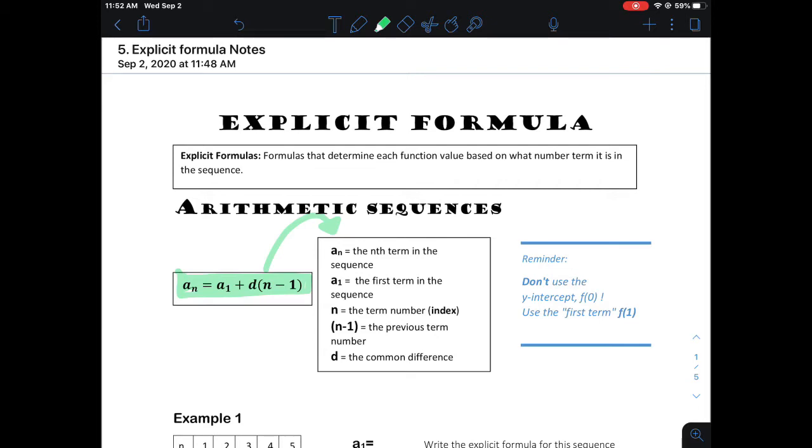D is the next one. D is your common difference. So to get from one term to the next, what did you add? N would be the term number. So which number in the sequence are you looking for? Are you looking for your first term? Are you looking for your second term, your 100th term? That's what you would be plugging in there. And then n minus 1 represents the previous term number. But really, in most cases, you'll just need that n, what number you're looking for. And then what comes out is going to be that nth term in the sequence.